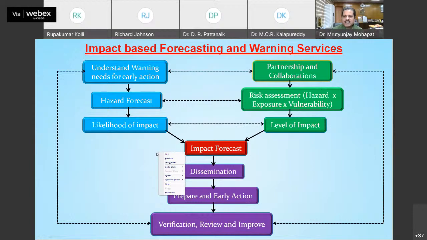It goes towards the risk assessment. Then we assess the likelihood of impact with the probability forecast and many others. And by that, we arrive at the level of impact. So considering all these, left-hand side, right-hand side, as shown here, we go for the impact forecast, then we go for dissemination, then prepare for the early action. Then, of course, we have to go for verification, review, and improvement of the system.